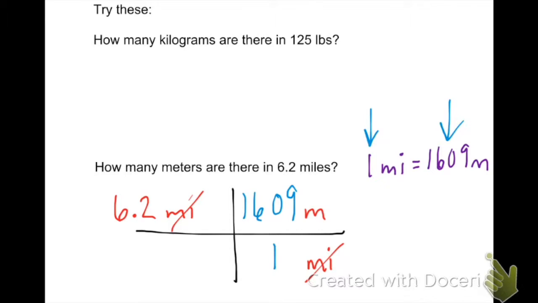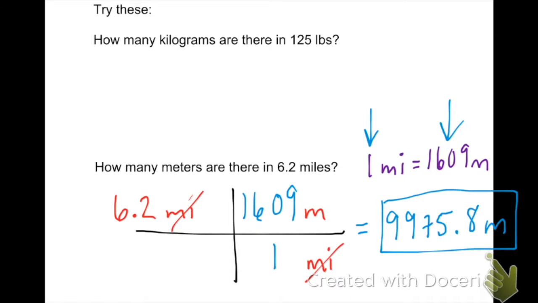We're going to multiply straight across, so we would get 6.2 times 1609, and we will get an answer of 9,975.8 meters. Okay, that's pretty close to 10,000 meters. So far, so good? Awesome. So let's move on to the next one.